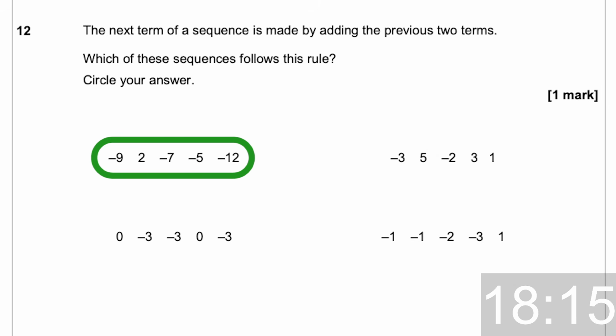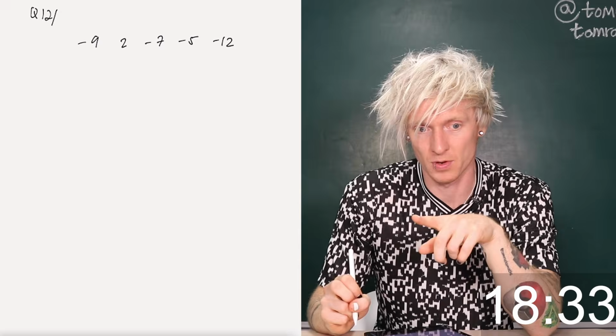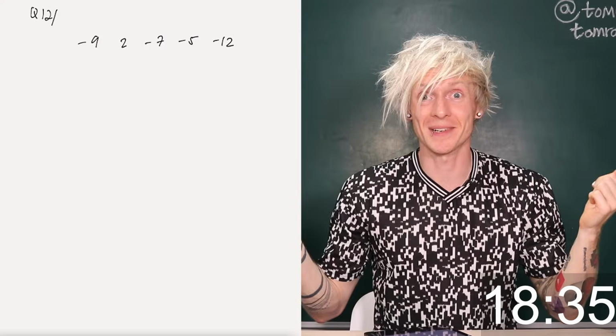And let's just check the others fail. -3 plus 5 would not be -2. That one fails. 0 minus 3 would be -3, but then do them again would give you -6. -1 minus another one gives you -2. Minus another one gives you -3, but then -3 minus another 2 would not give you 1. All right, yeah, first one. Good, first one I checked.